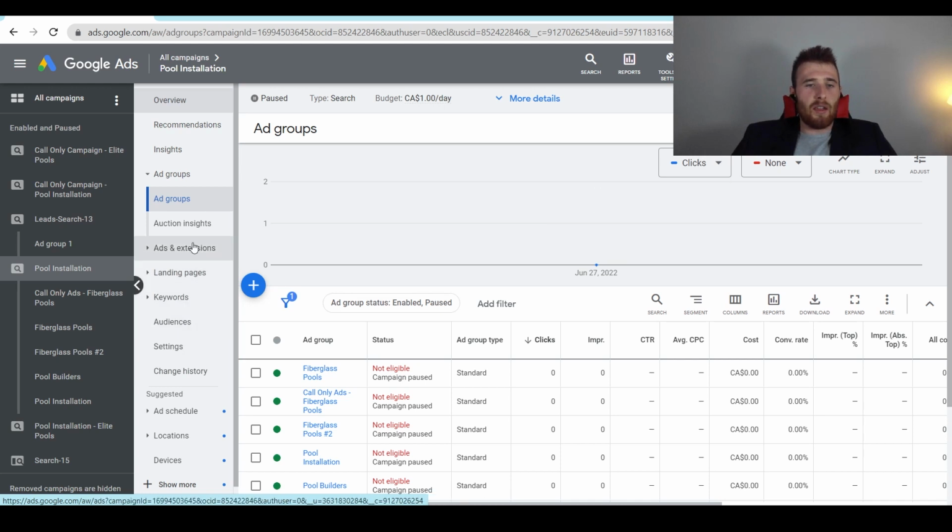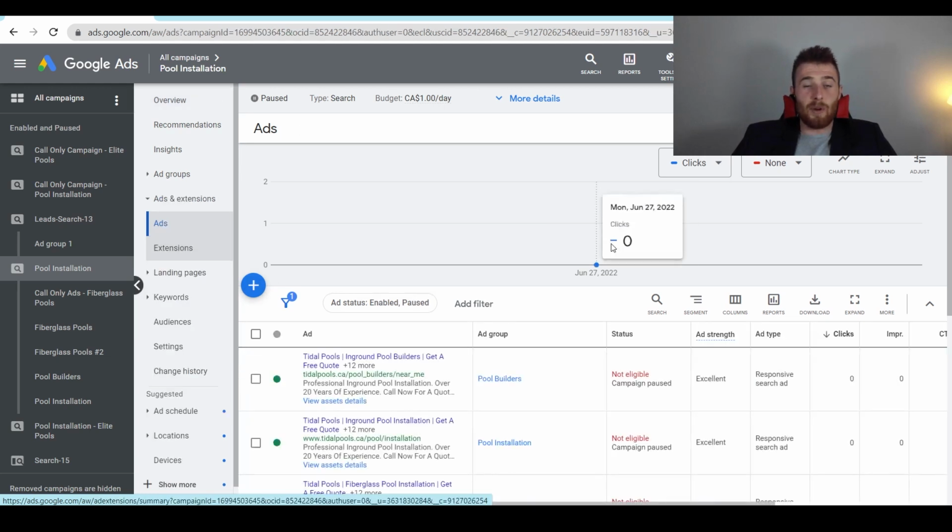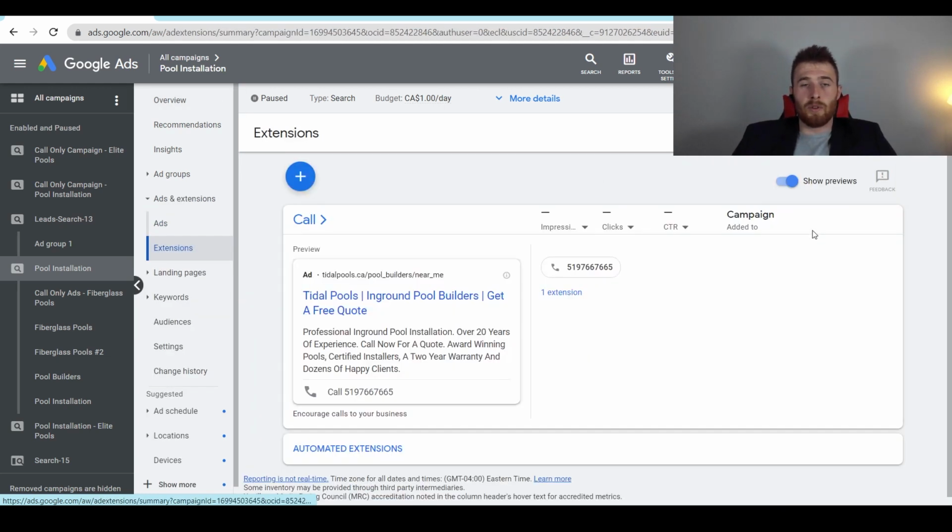Another note I should make is extensions. And a lot of people actually overlook extensions. They're very useful and sometimes they produce absolutely fantastic results. Call extensions, more often than not, are absolutely fantastic for getting you lots of calls. And generally, they have a very good click through rate and you're able to generate a lot of leads with them. However, some extensions don't show all that well, and some aren't actually going to be that useful.